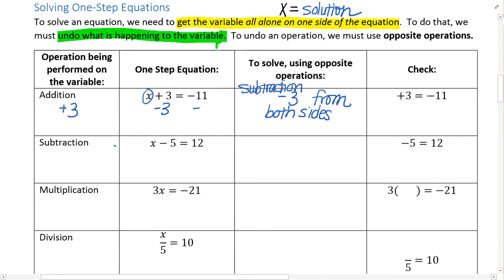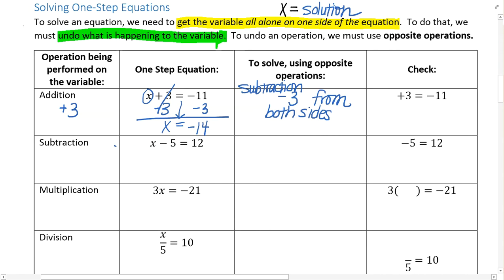Minus 3, minus 3. And it's a very good habit to actually write that, especially if you're supposed to be showing your work. So these actually cancel because 3 minus 3 is 0. That was undoing it. So all I'm left with is x, bring down the equal sign, negative 14. Always be aware of your equal sign. Sometimes if you lose the equal sign, things can get really confusing.